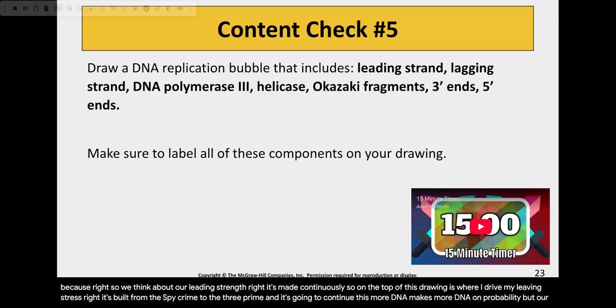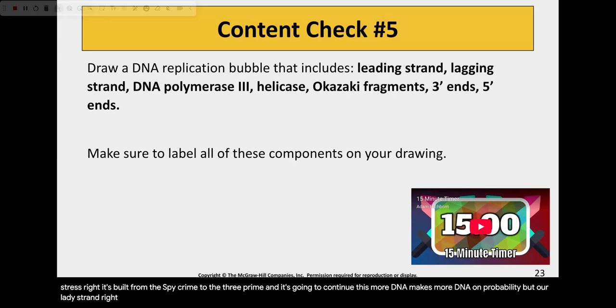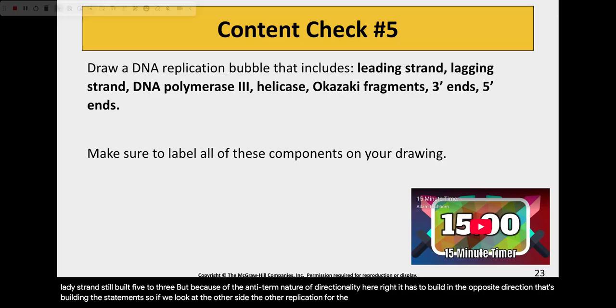But our lagging strand is still built 5 to 3, but because of the anti-parallel nature of directionality here, it has to build in the opposite direction, thus building in segments. If we look at the other replication fork, the leading strand would actually be on the bottom of what I drew here, because again, it can only read 3 to 5, build 5 to 3. So it's still building in the 5 to 3 direction.